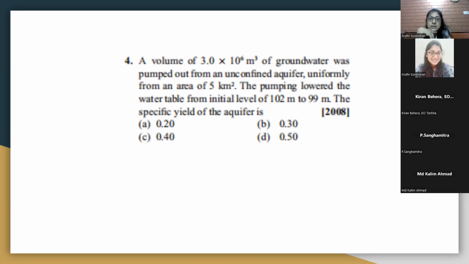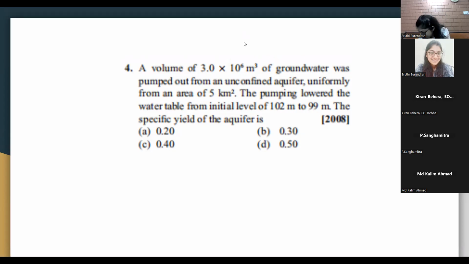Since the pumping is lowering the water table of the initial, we have one depth. Mujahid is saying C, Kaleem is saying A. Okay, I'll move on to the answer.